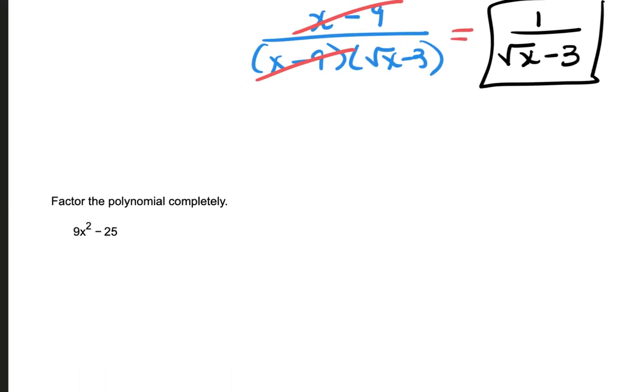Hope that helps. Now let's move on to factoring the polynomial. Factor the polynomial completely. We're just practicing factoring. This is a difference of 2 squares. If you notice, the 9, remember, is 3 squared, and then 25 is 5 squared.